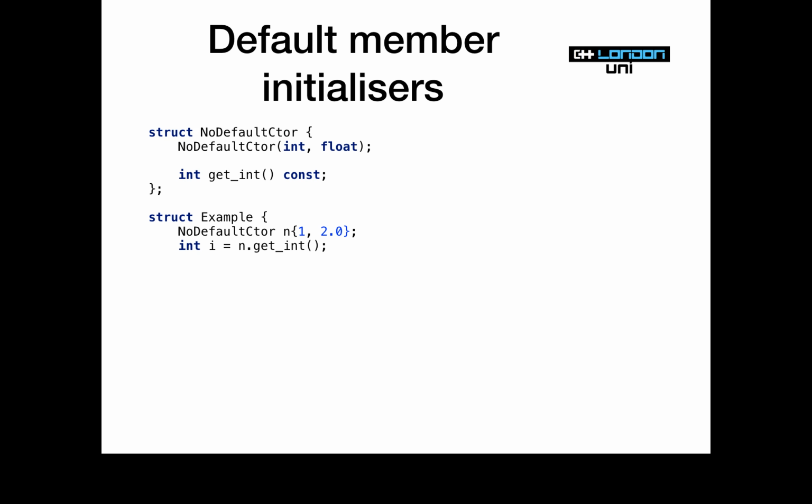And again, the member variables are always initialized in the order that they're written, so this is always safe. n will always be initialized before we reach this here. But if we flip those round, that would be a mistake.